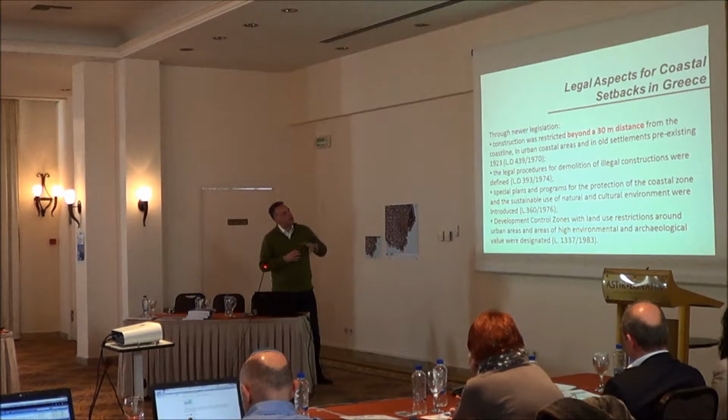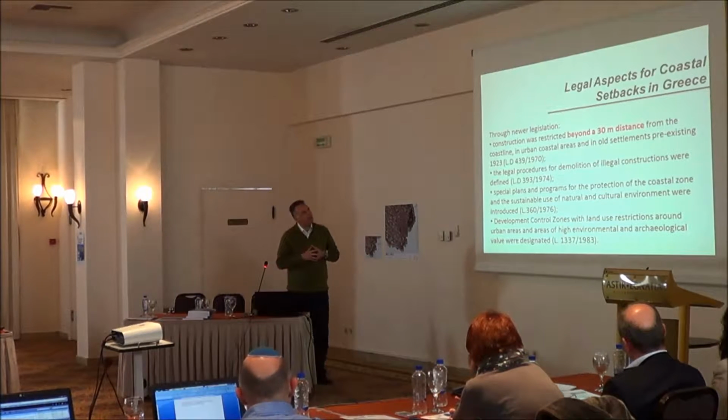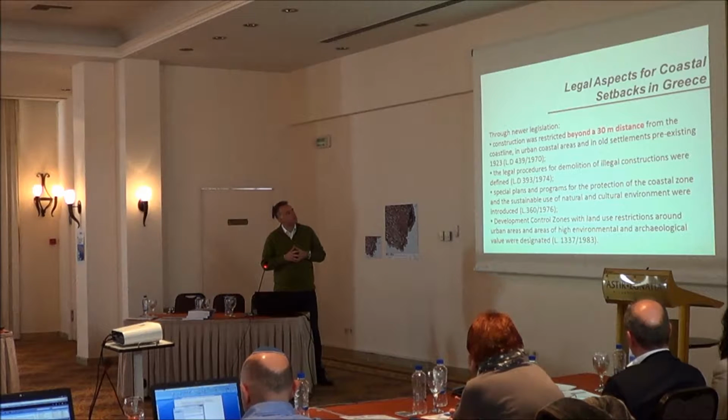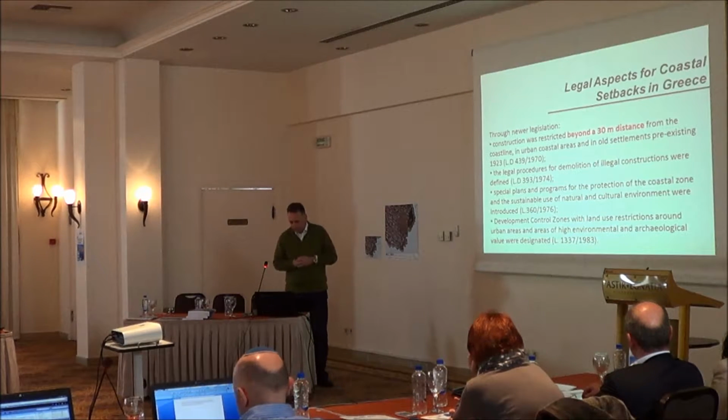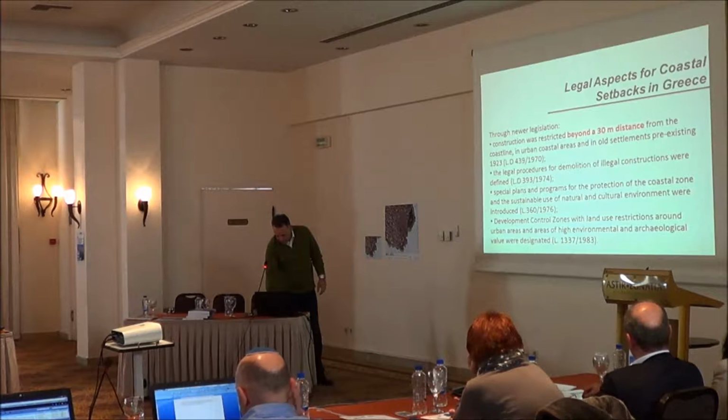Newer legislation then restricted the area up to 30 meters distance from the coastline in urban coastal areas and in all settlements pre-existing 1923. The legal procedures for demolition of illegal constructions were defined. Special plans and programs for the protection of the coastal zone and the sustainable use of natural and cultural environments were introduced, and we also introduced development control zones with land use restrictions around the urban areas.